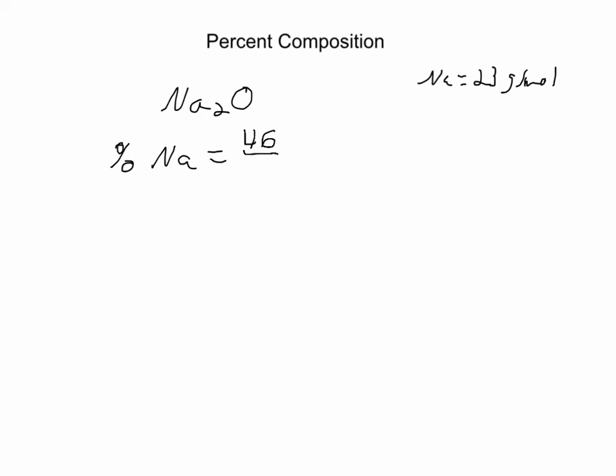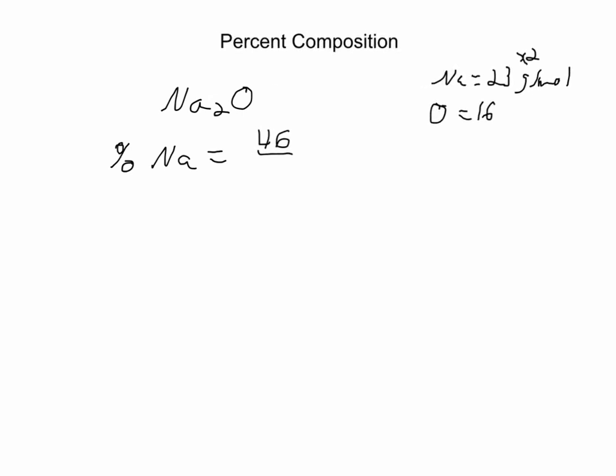And then on the bottom we do the molar mass of the entire compound. Well, oxygen is 16, so we have 23 times 2 plus 16, and that will give us a total molar mass of 62 grams per mole. So that will go on the bottom, times 100%, and overall that equals 74.2% of the total mass.